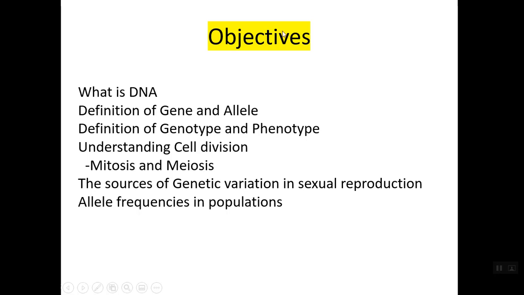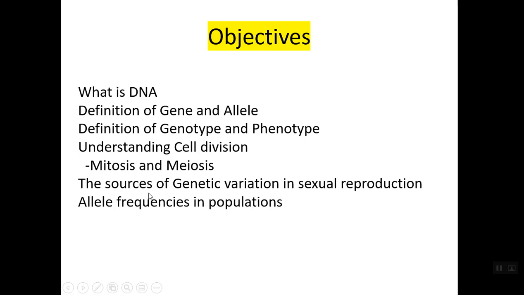And before talking about mechanisms, we're going to understand what DNA is, this molecule that is the molecule of heredity. We're going to define what a gene is and what an allele is as well. We're going to talk about this pretty soon. We're going to define some terms such as genotype and phenotype. We're going to look into different types of cell division, mitosis and meiosis. And then we're going to understand what the sources of genetic variation are in sexually reproducing organisms. We're going to have to know this really well.